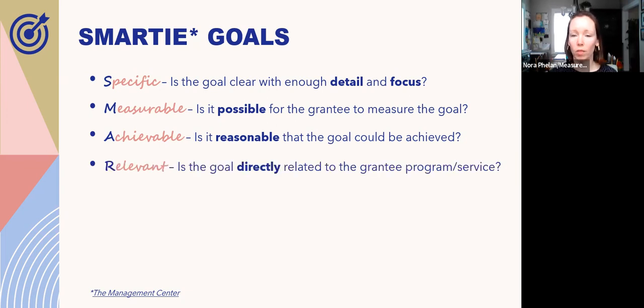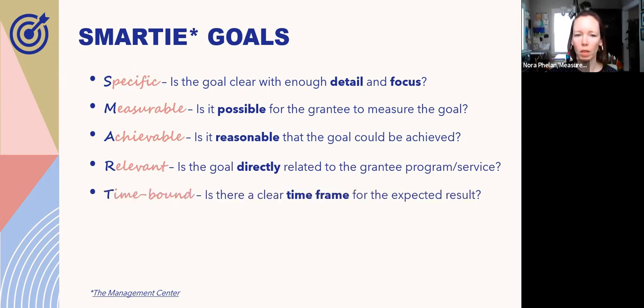Relevant: is the goal directly related to the grantee program? Which sounds kind of obvious, but sometimes, if there's an application to a slightly different funding source that's a little bit outside of your current program, I think goals can sometimes be pulled off track a little bit. So really make sure that it's still clearly connected to the program. Time bound: there should be a clear time frame. So it's not just a general goal, but by this time, this is exactly what we hope to achieve.